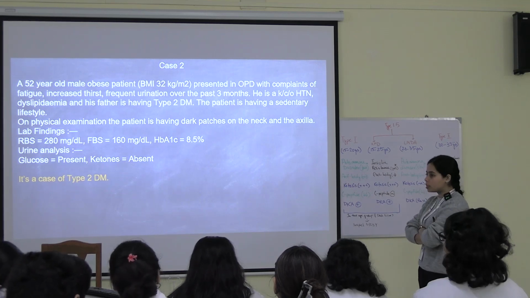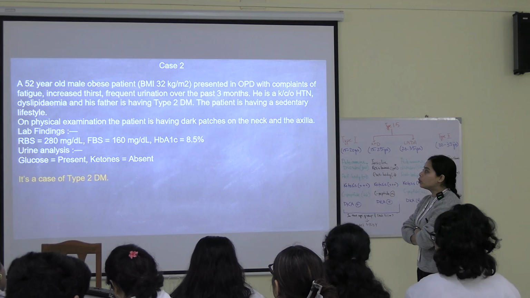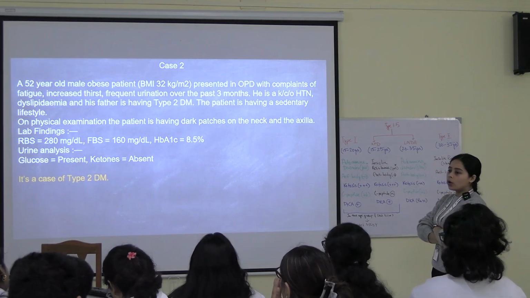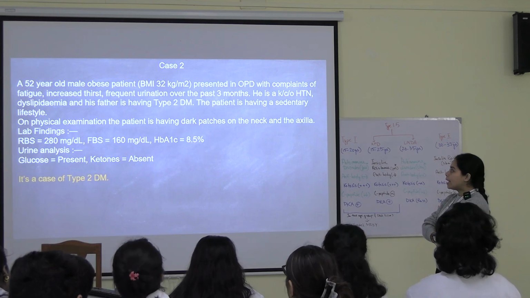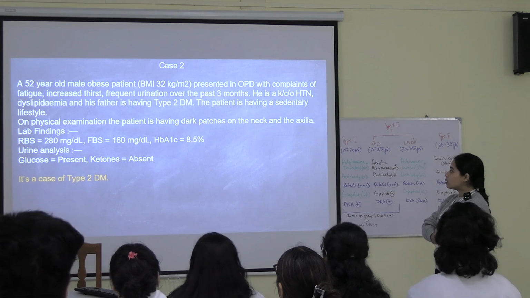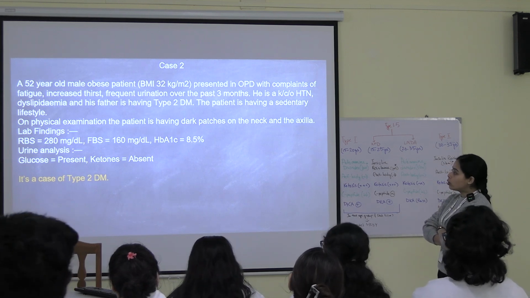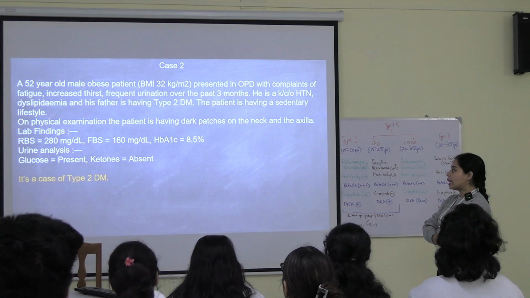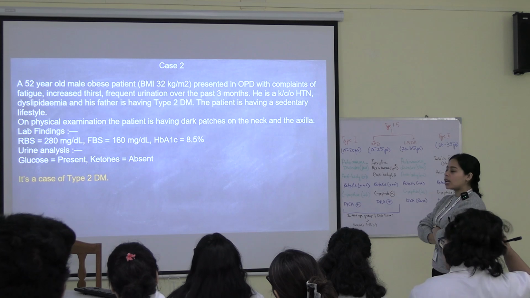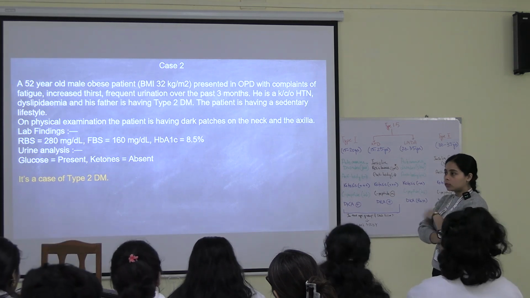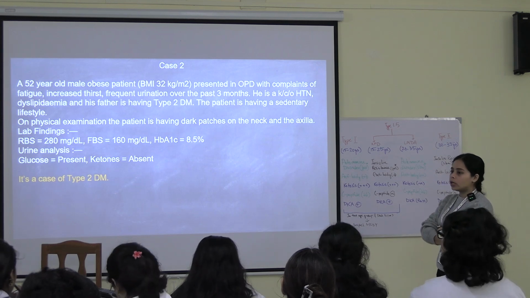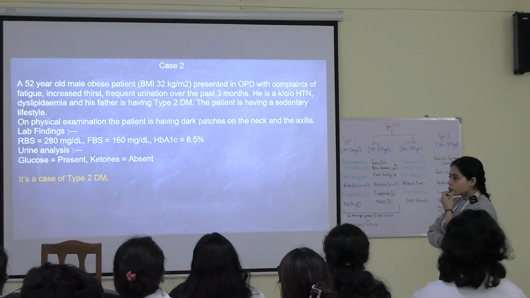Acanthosis nigricans is present. The lab reports suggest RBS is high, fasting blood sugar is also high, and HbA1c is 8.5%. Urine analysis showed glucose is present and ketones are absent. So the case is type 2 DM. The diagnosis is type 2 DM. Now can you explain to me why type 2 DM? The ketosis and antibody?